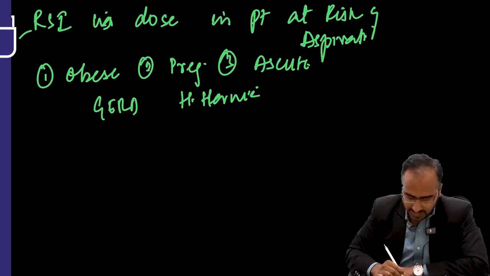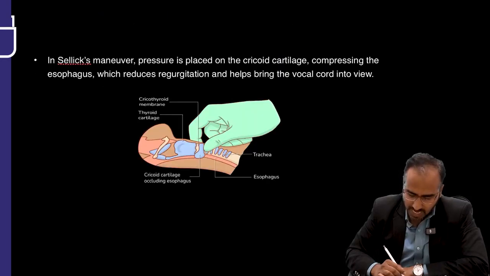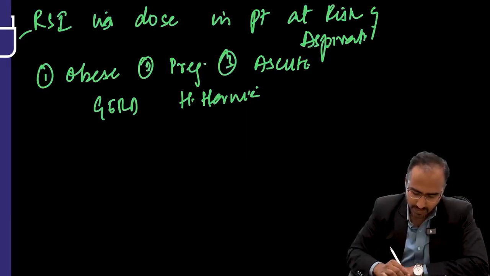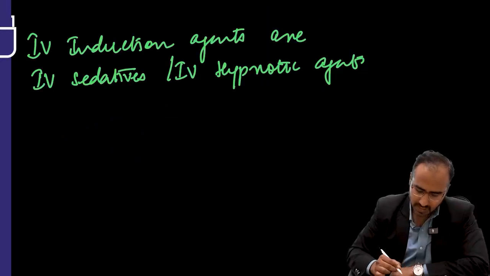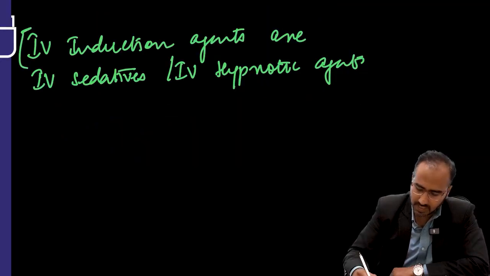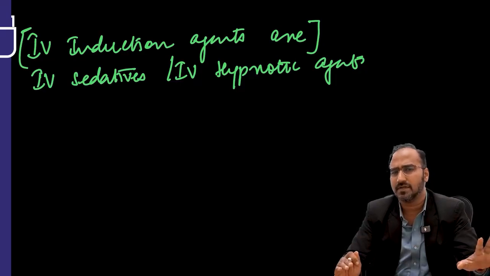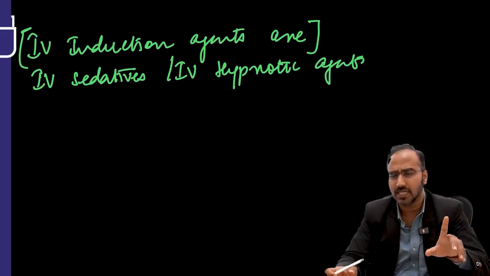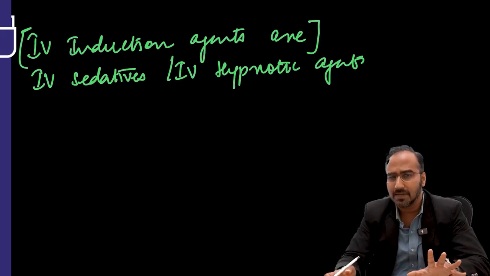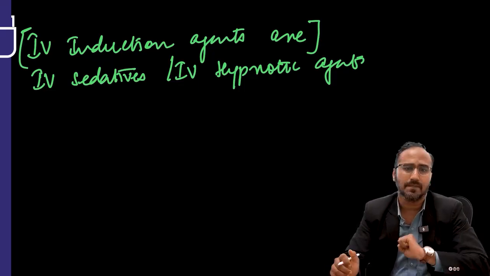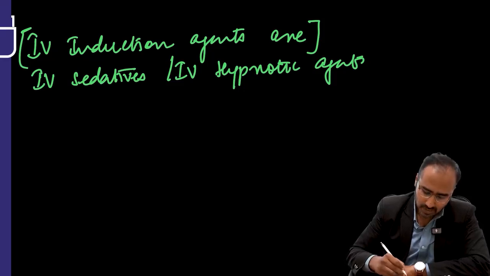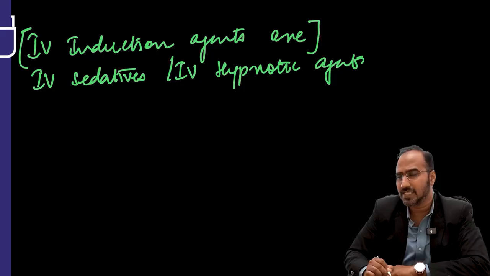Right. Now guys, starting with the IV induction agents. We are dealing with the induction phase. Pre-oxygenation we have seen. We are now starting with the induction phase. The first aim of your induction phase is to make the patient unconscious. How will you make the patient unconscious? You make the patient unconscious by IV induction agents in 99%, and in children you use inhalation. So first we are discussing the IV induction.